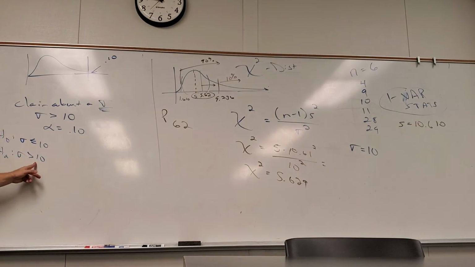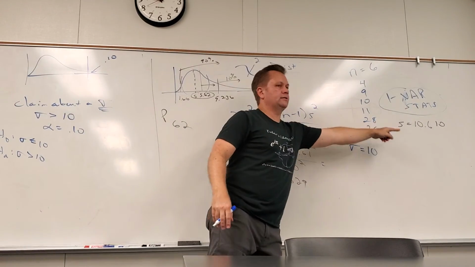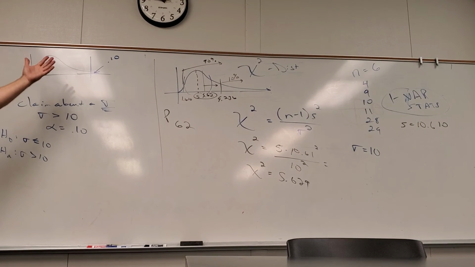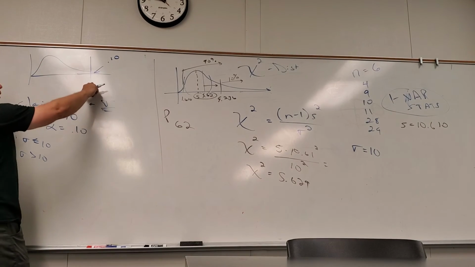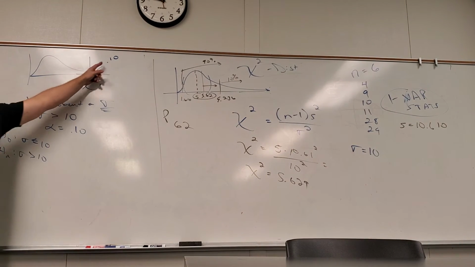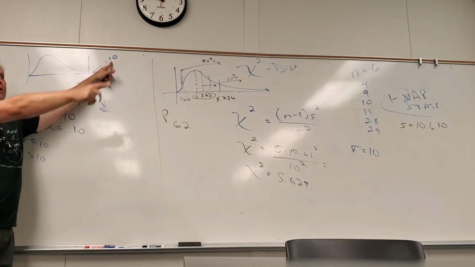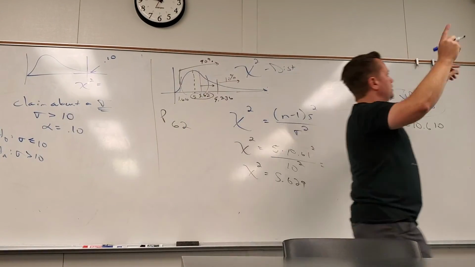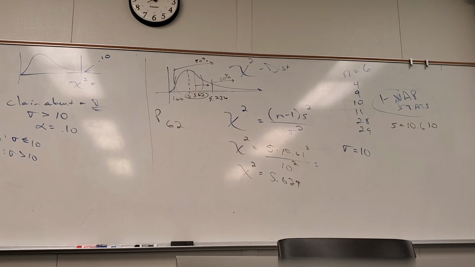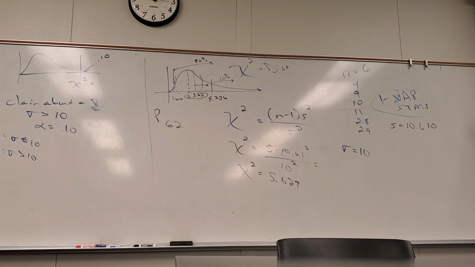I'm saying I have a claim that sigma is greater than 10, and I took a sample and I got that. Is that enough evidence that sigma is actually greater than 10? Because my sample standard deviation is greater than 10, but it's the same thing as before. It's got to be bigger enough. So what is that cutoff chi-square score going to be? Well, what percentage is supposed to be to the right of it? 10%. We already looked it up. Degrees of freedom is still 5. It's the same thing we just looked up a minute ago. So it's 9.236.